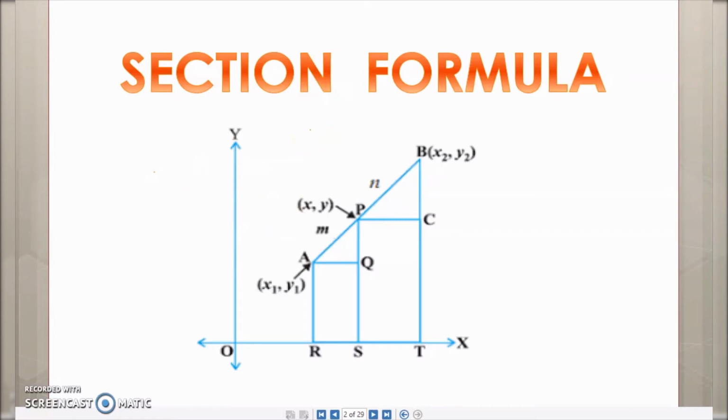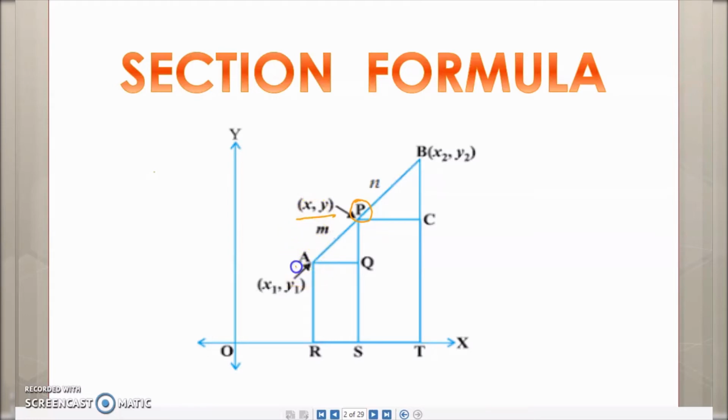So in section formula, one coordinate plane is there and you have 2 points A and B. And in between these 2 points A and B, you have another point P. Now, the coordinates of this point P is what you have to find out. That is xy. We are assuming coordinates of the point P to be xy.